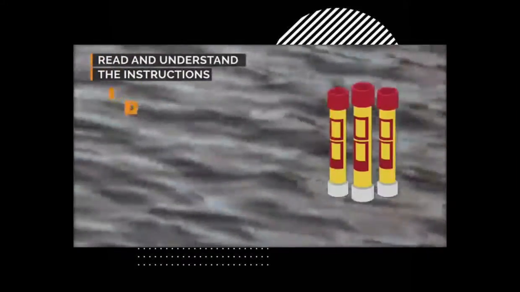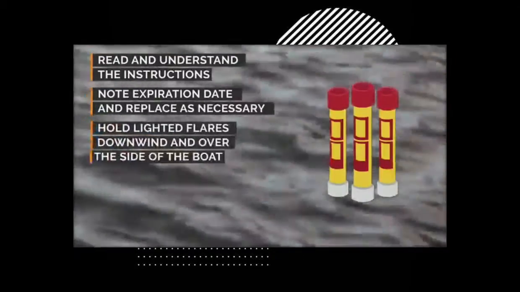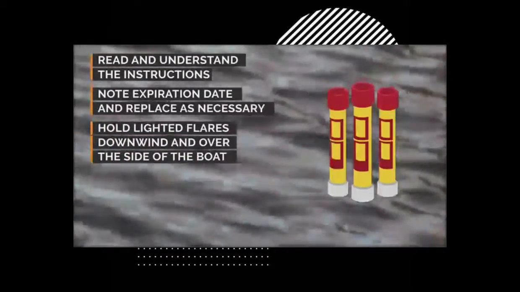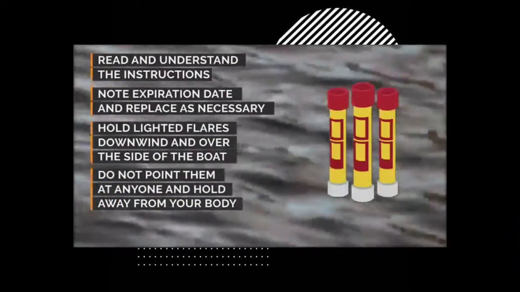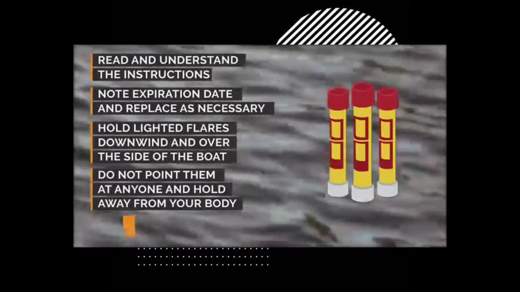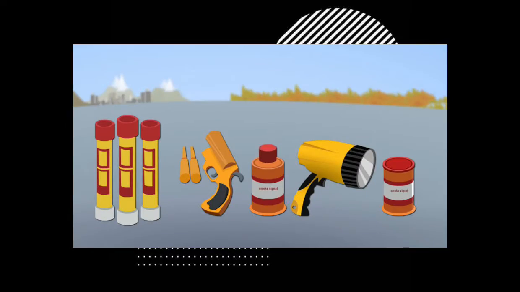Information about the use of flares. Read and understand the instructions. Note the expiration date and replace as necessary. Hold lighted flares downwind and over the side of the boat. Do not point them at anyone and hold them away from your body. Store in a watertight container such as a Ziploc bag. Take note that each of these devices or signals should only be used during an emergency.